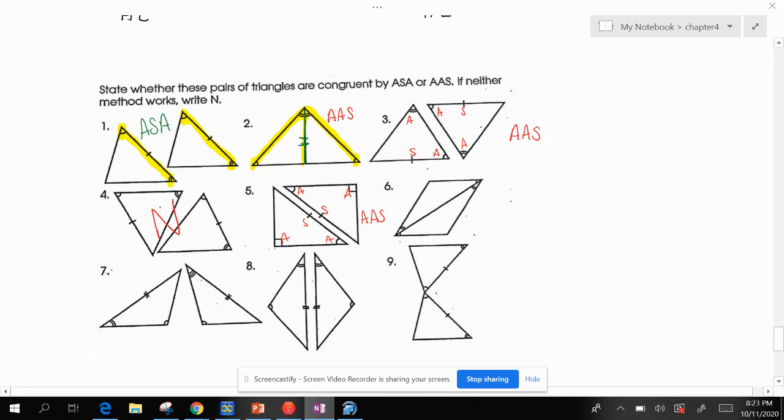How about number 6? All right, reflexive property, I can add a tally mark. So I have an angle, a side, another angle, and I see the exact same thing in the other triangle, so this is ASA.